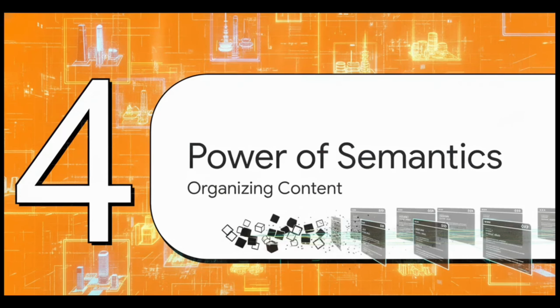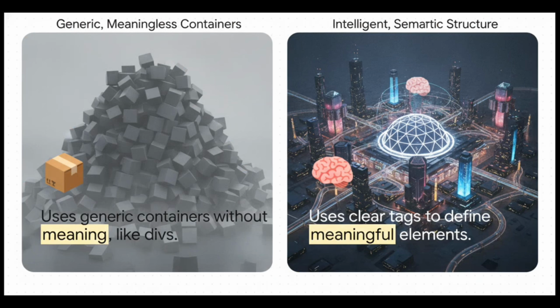Let's jump into Section 4, the power of semantics. As our digital city planning has evolved from the early days of static web pages to modern standards, we've moved away from generic containers. Back in the day, developers basically just threw unmarked boxes everywhere. First, you have generic containers, mostly the div tag. A div is literally just an empty box. Early websites used them for absolutely everything, and hey, it worked, but it had no real meaning.